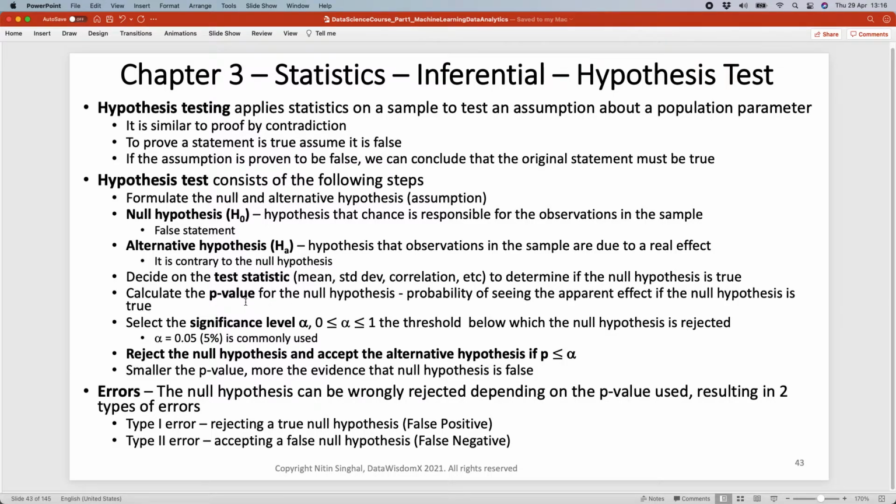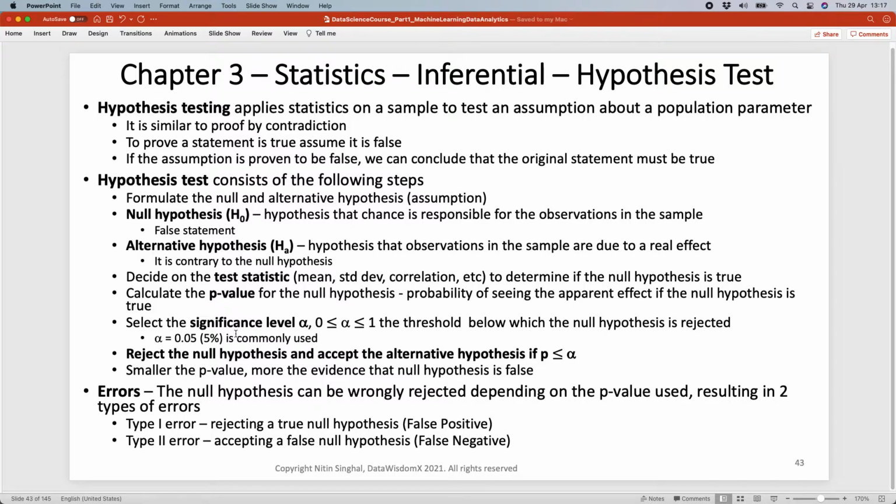Now you need to test this test statistic's p-value or probability of occurrence against the significance level. So at what point do we determine that the null hypothesis is true or false? So you check it against a threshold, and that is called the significance level. So it's between 0 and 1 because it's a probability, and it is the threshold below which the null hypothesis is rejected. So if you take the significance level as 0.05, it basically means it's a 5% significance.